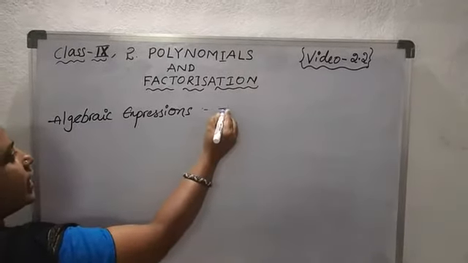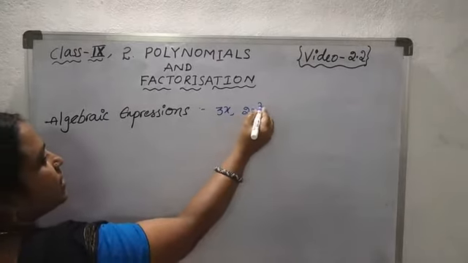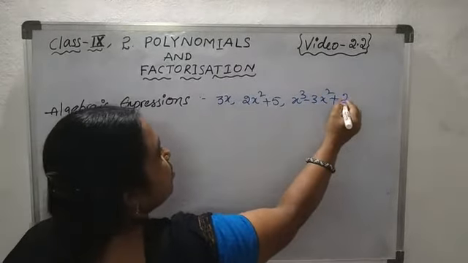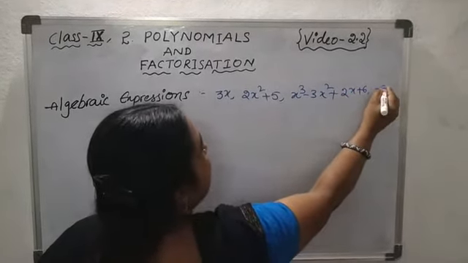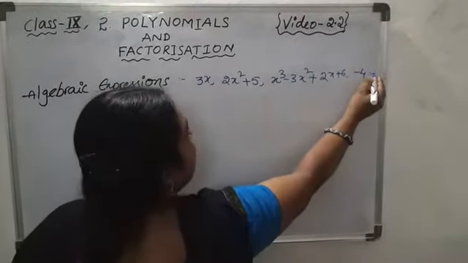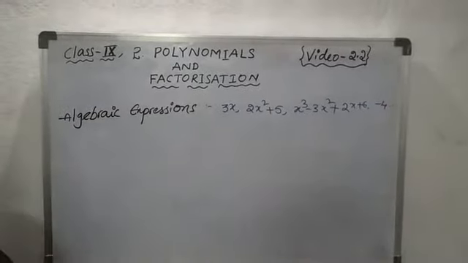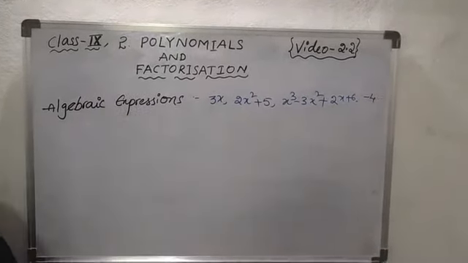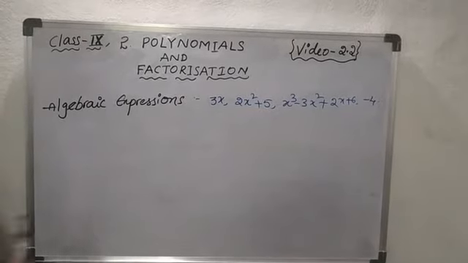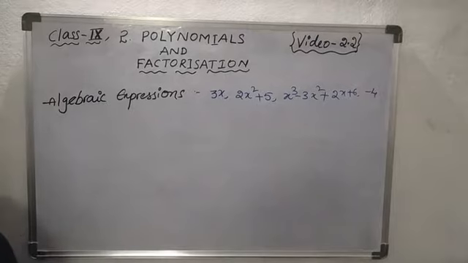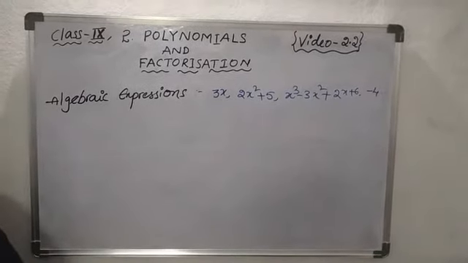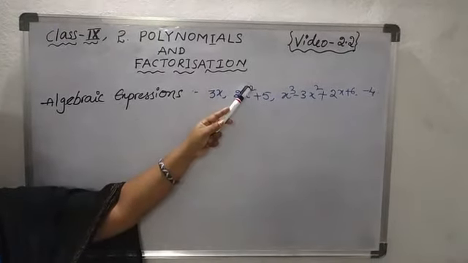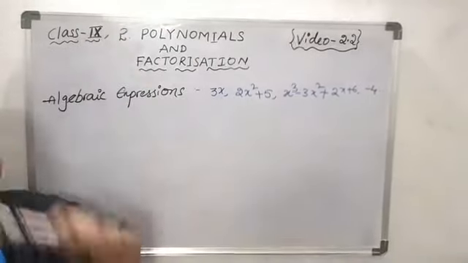So like 3x, 2x square plus 5, x cube minus 3x square plus 2x plus 6 minus 4, etc. These are all called algebraic expressions. Okay children, and these algebraic expressions are also called polynomials. Note that all the algebraic expressions we have considered have only non-negative integers as the exponents of the given variables.